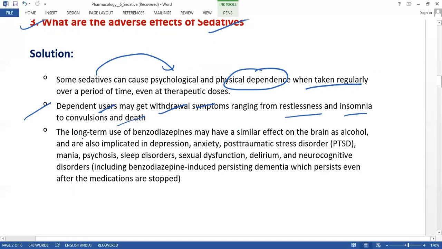For long-term use of these benzodiazepines, they may affect the brain. As with alcohol, for example, it may lead to depression, anxiety, post-traumatic stress disorders, sleep disorders, delirium, and neurocognitive disorders. These are the effects of sedative hypnotic drugs.